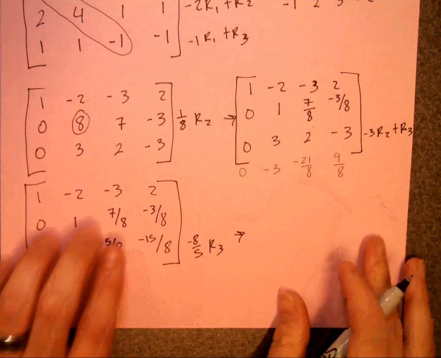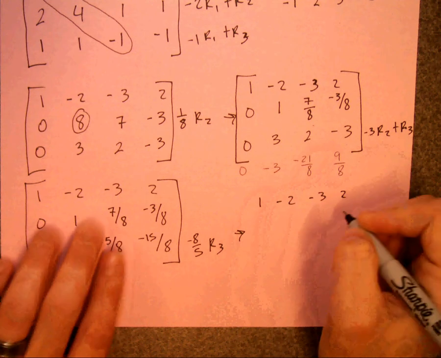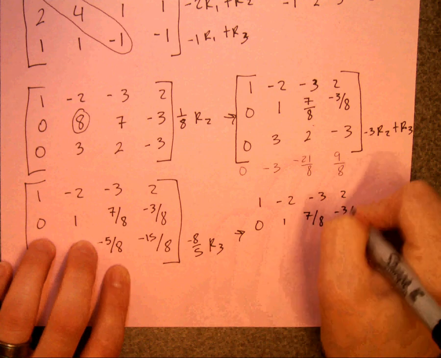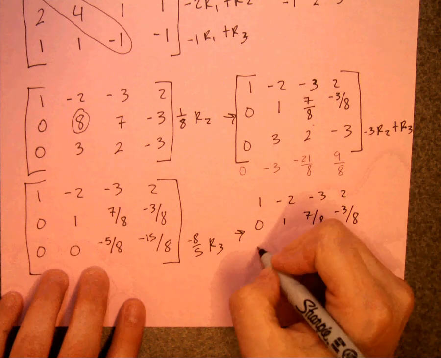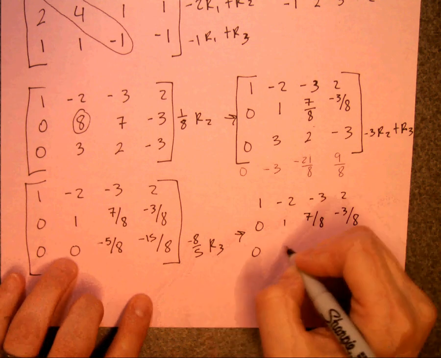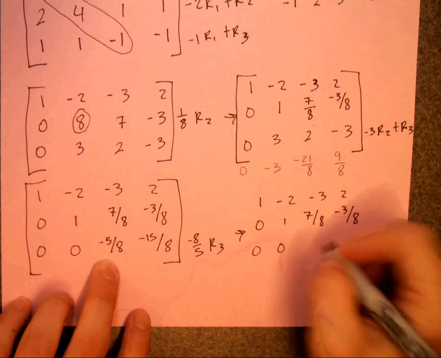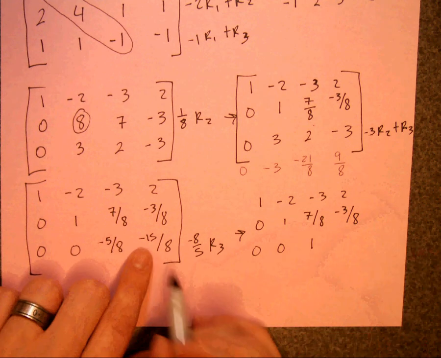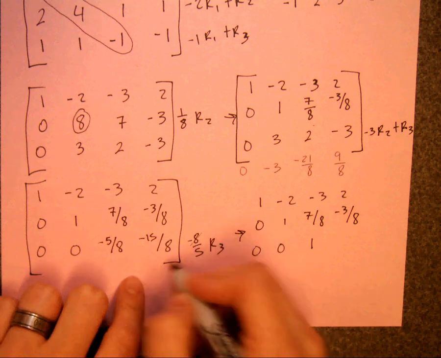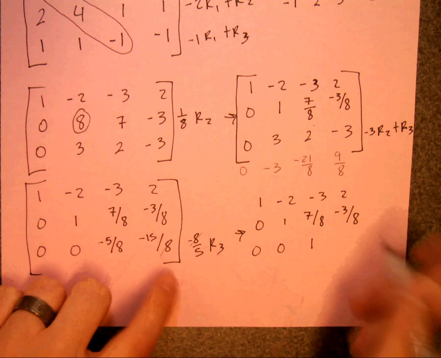Everything else stays the same, so I have 1, negative 2, negative 3, 2, 0, 1, 7 over 8, negative 3 over 8, and 0 times negative 8 over 5 is 0. 0 times negative 8 over 5 is 0. Negative 5 over 8 times negative 8 over 5 is 1. And negative 15 over 8 times negative 8 over 5, my 8's cancel out. A negative times a negative is a positive, and 15 over 5 is just 3.